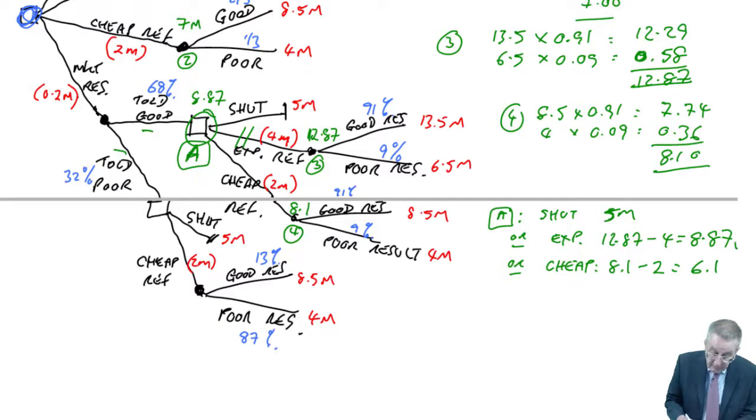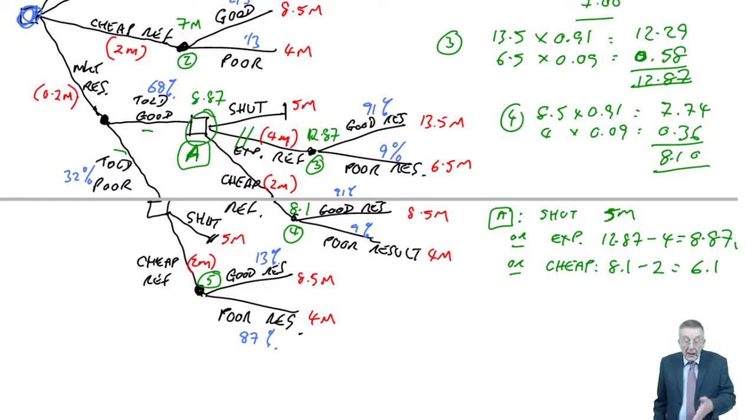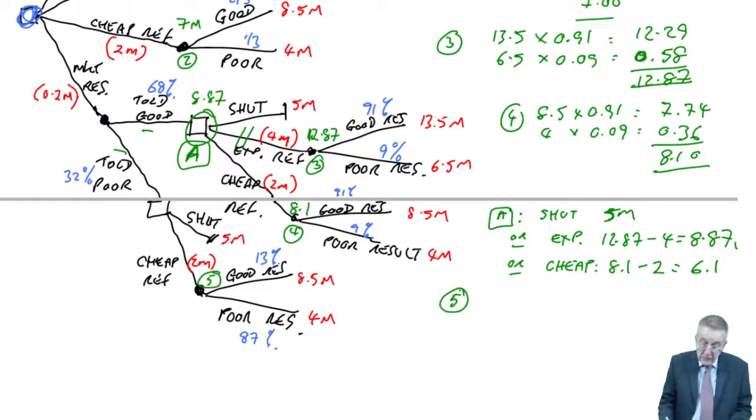Similarly, though, what about if they tell us it's poor? If they tell us it's poor, we then have to make a decision. We either shut and get 5 million, or, what number am I up to? Number 5. We do the alternative, do the cheap refurbishment, and either get a good result or a poor result. Good result, 8.5 million. Poor result, 4 million. Probabilities, 0.13, 13%, and 0.87, 87%.